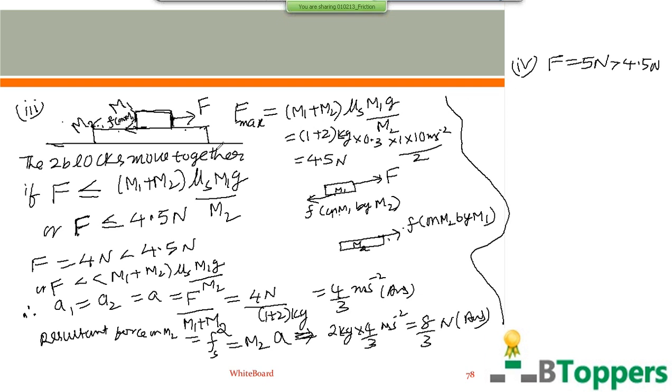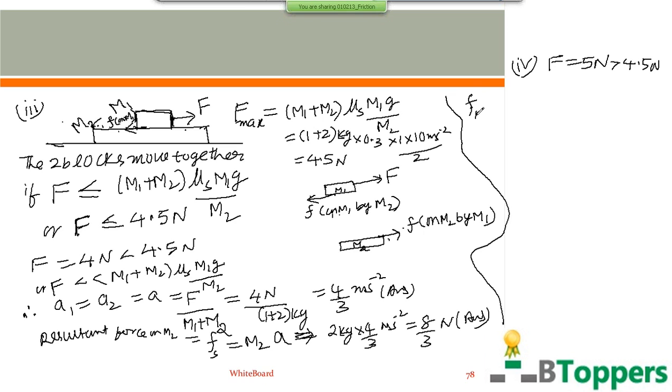So M1 slips on M2 after the application of the force. So the motion of M1 relative to M2 will be towards the right. So the force of kinetic friction on M1 by M2 will be directed towards the left side, and the force of friction on M2 by M1 will be directed towards the right. But this friction in this case will be the kinetic friction.